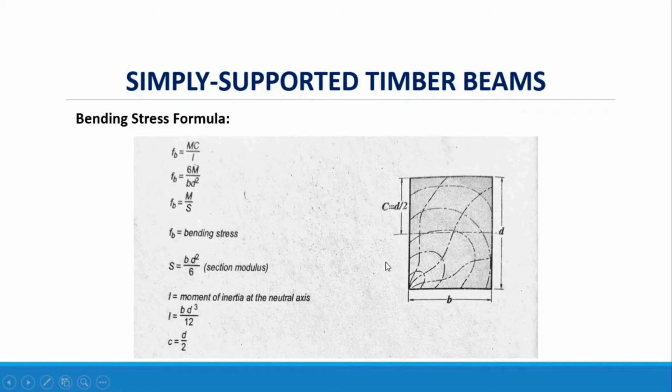And the formula for the moment of inertia of a rectangular beam is I equal to bd cubed over 12. Then you substitute c and I into our formula, f sub b is equal to Mc over I, and in summary, f sub b is equal to 6M over bd squared. And you can also write f sub b is equal to M over S. And what is S? S is the section modulus, wherein S is equal to bd squared over 6. So this is the formula for bending stress.